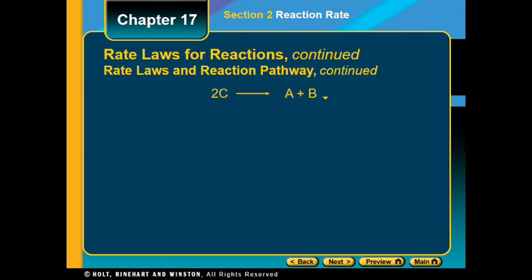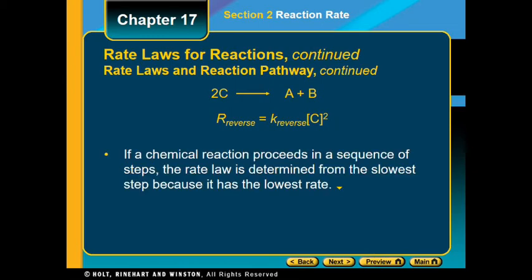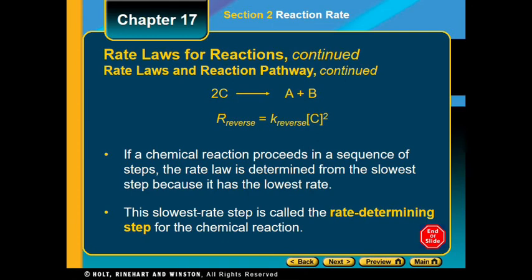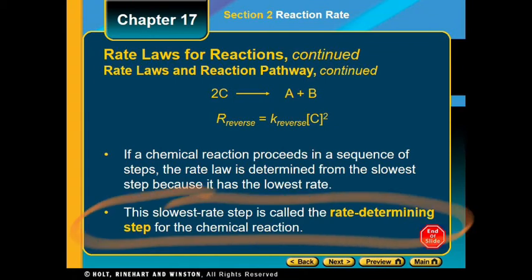If I were to turn this around, 2C yields A plus B. Well, in the reverse direction, it would be K in the reverse direction times C squared, because that is its stoichiometric coefficient. If a reaction proceeds in a sequence of steps, the rate law is determined from the slowest step because it has the lowest rate. And the slowest step is the rate determining step. You will have to do some of this too within this section, and that is important. So your rate determining step will be your slowest step.